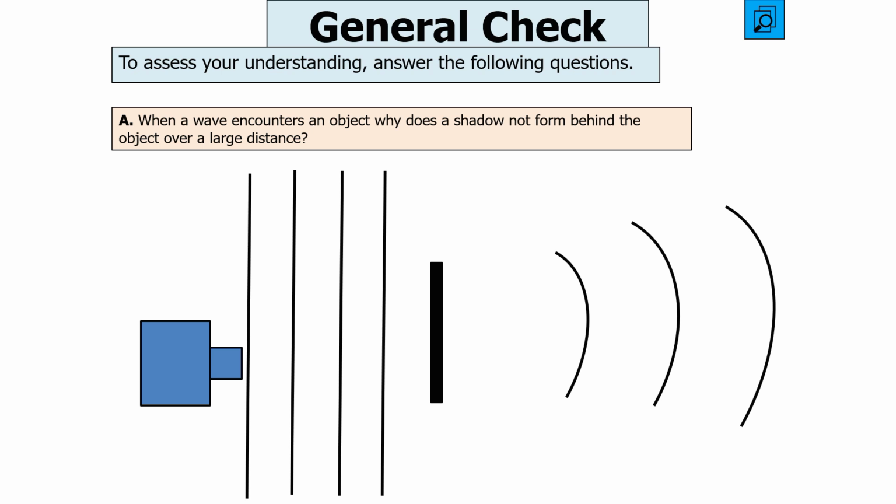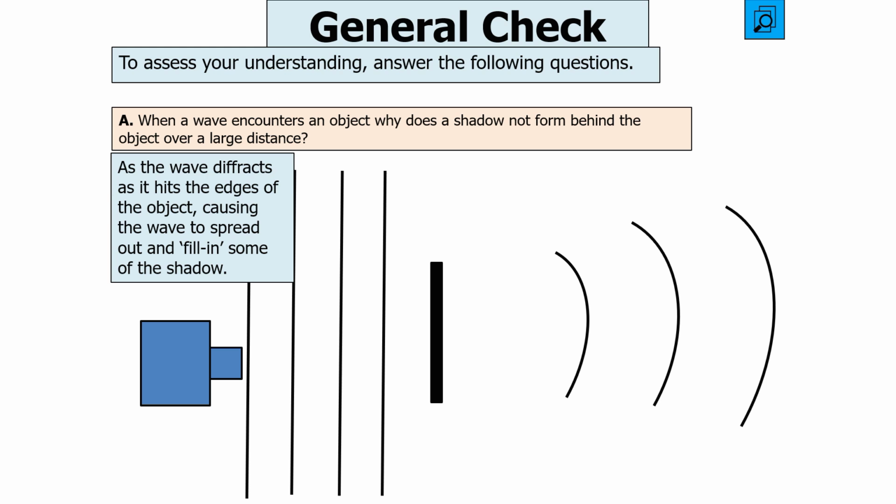So pause the video now, then unpause the video when you want to go through your answer. Well, as the wave diffracts, it hits the edge. The wave will diffract as it hits the edges of the object, causing the wave to spread out from this diffraction and fill in some of the shadow behind the object.